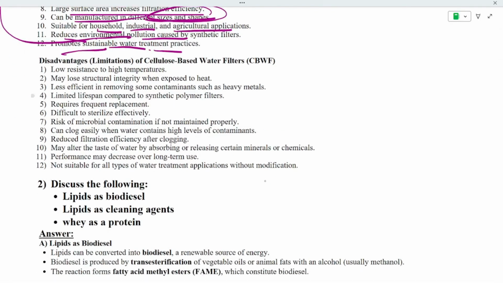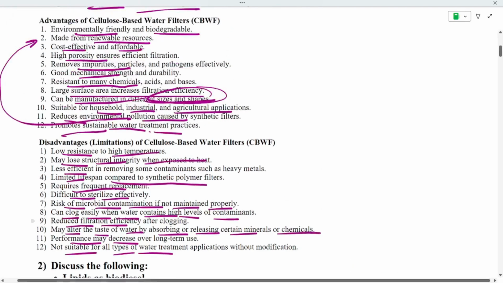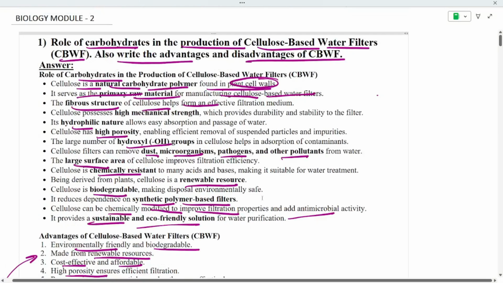What are the disadvantages? It has low resistance to high temperature, and may lose structural integrity when exposed to heat. It is less efficient, has a limited lifespan compared to synthetic polymer filters, and requires frequent replacement. It is difficult to sterilize effectively, with a risk of microbial contamination if not maintained properly. It can clog easily when water contains high levels of contaminants, which reduces the filtration efficiency. It may alter the taste of water by absorbing or releasing certain materials or chemicals, and performance may decrease. It is not suitable for all types of water treatment applications. That was all about CBWF. It is also one of the important questions, so I have put it as the first question.